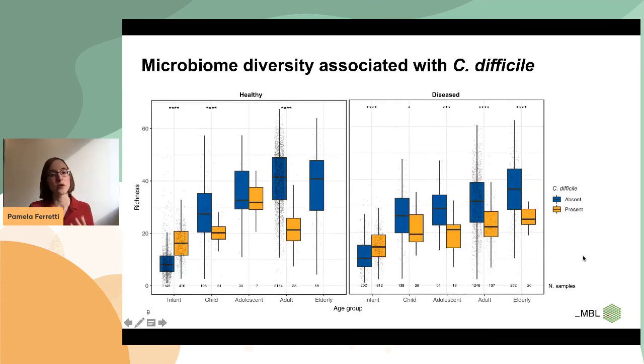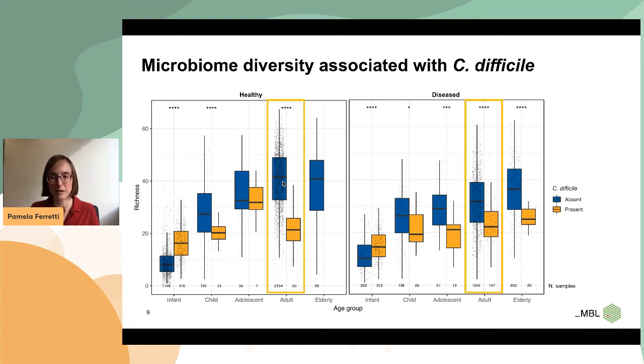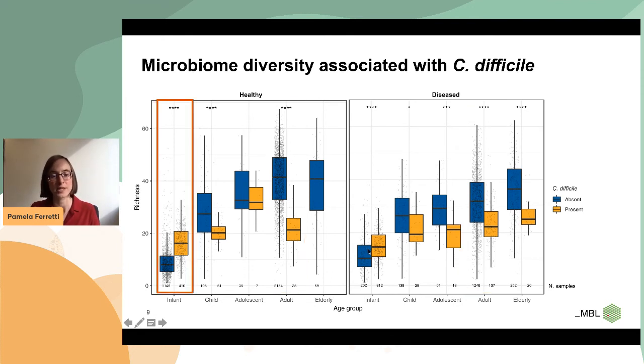If we look instead at the microbial diversity that is associated with C. difficile, for example, if you focus on healthy adults, you see that healthy adults that have C. difficile have a significantly lower microbial diversity than the age-matched counterparts that did not have C. difficile. And this is valid for both healthy and diseased adults. And actually, it's valid for all the other age groups, with a significant exception of infants.